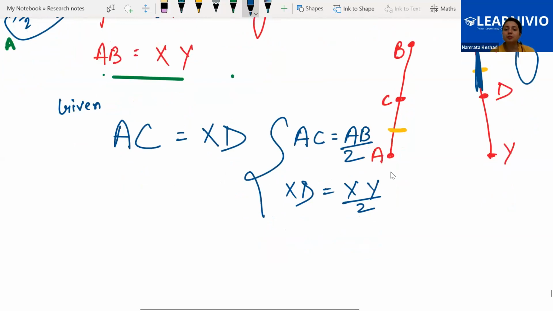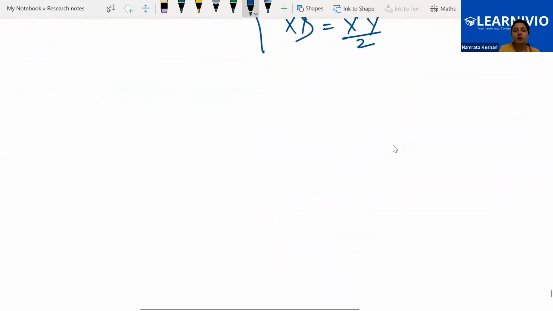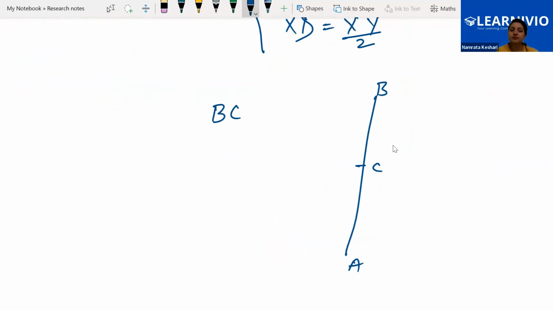See, if C is the midpoint of AB, suppose we are having a line AB and C is the midpoint of that. That means BC and AC are both the same. Yes or no? Yes, ma'am. From here, can we write AC is half of the total and BC is also half of the total? Can we say?